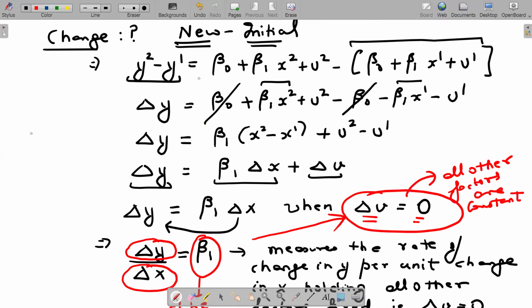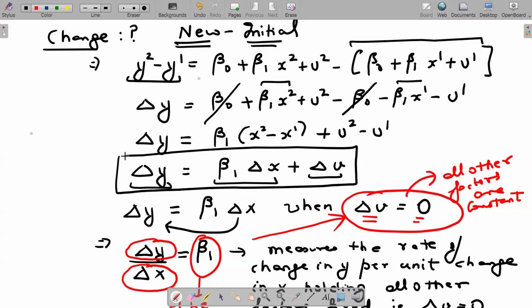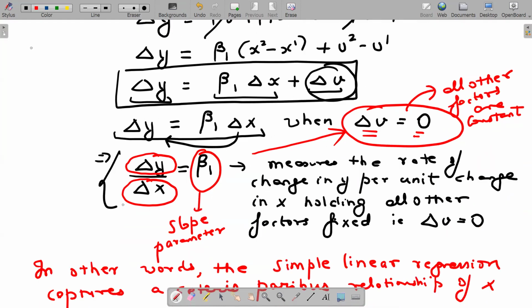If I work it out, I get change in y is equal to beta 1 change in x plus change in u. And if change in u is 0, change in y is beta 1 change in x, which I can write as change in y over change in x is equal to beta 1. That means beta 1, which is the slope coefficient of the regression, will capture the rate of change in y for a per unit change in x, keeping all other factors constant. When I say all other factors constant, it means that my error term is not changing. Delta u is 0. Okay, so I hope so far students are clear.